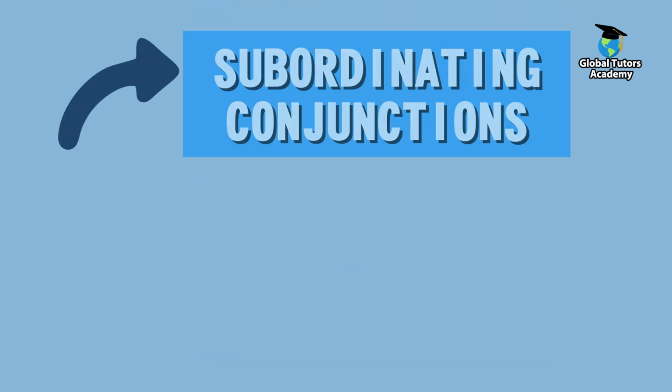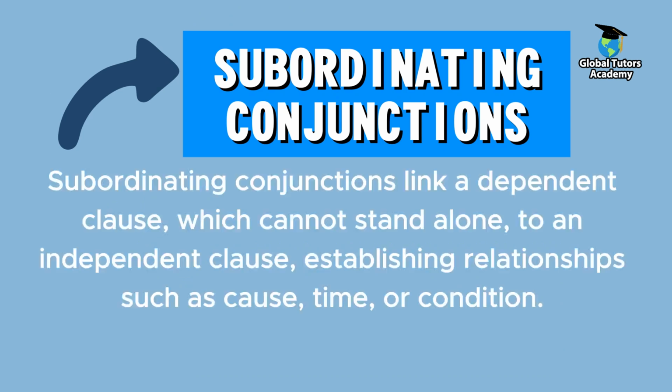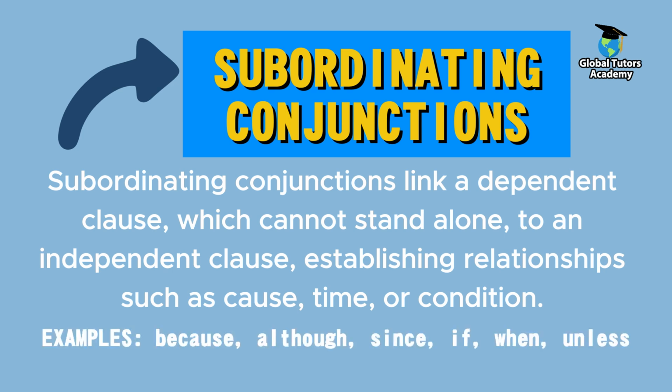Number 2, subordinating conjunctions. Subordinating conjunctions link a dependent clause, which cannot stand alone, to an independent clause, establishing relationships such as cause, time, or condition. Common examples include: because, although, since, if, when, unless.